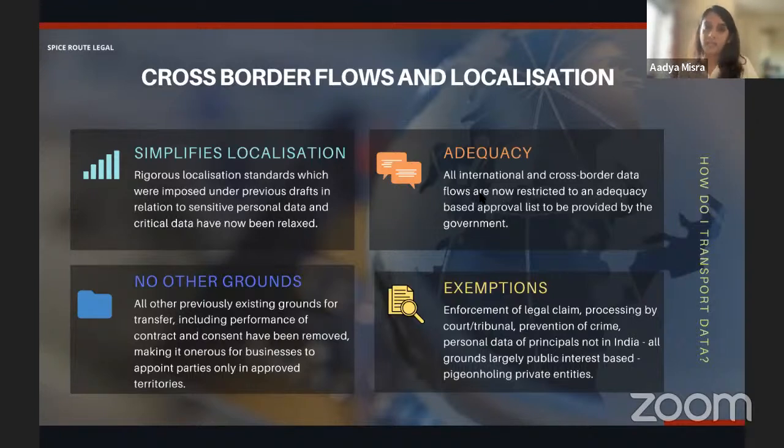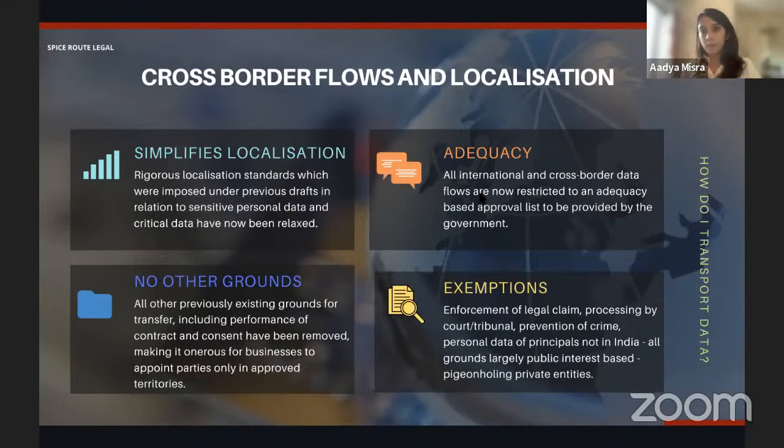Now, under any data protection law, I think in any jurisdiction, the expectation is that when you are transferring data to another country, that country or the recipient of the data must adhere to a standard of data protection that is in line with the requirements of the transferor country's data protection requirements, right?